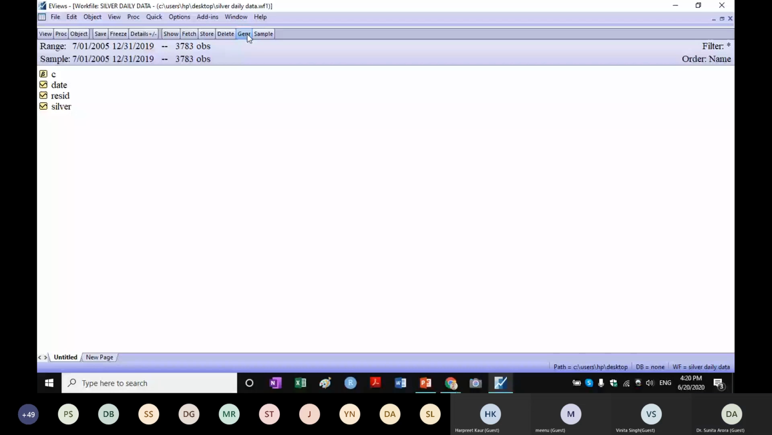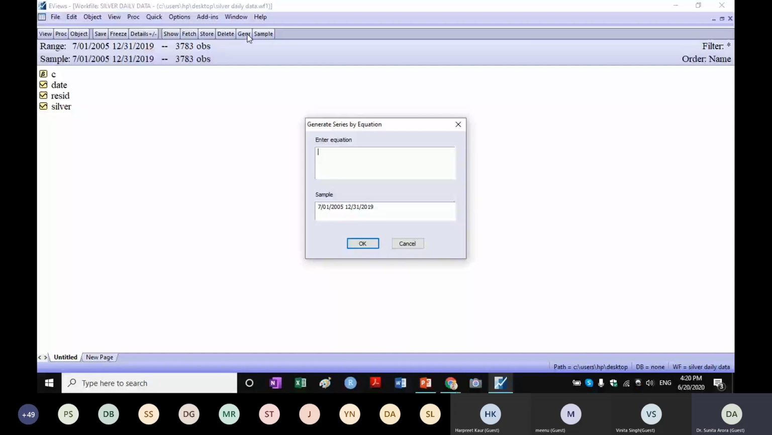Generate return equal to d log within bracket silver, bracket close, into 100. I have calculated return as d log silver into 100, because the variable name is silver. This data is from 1st July 2005 to 31st December 2019. Here we may check the sample period in all the equations.